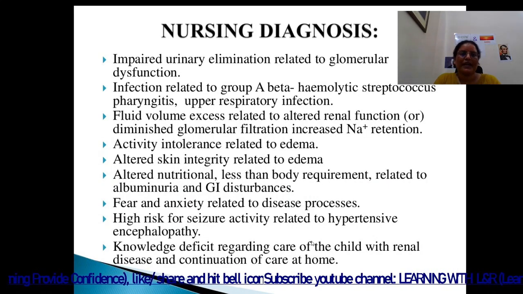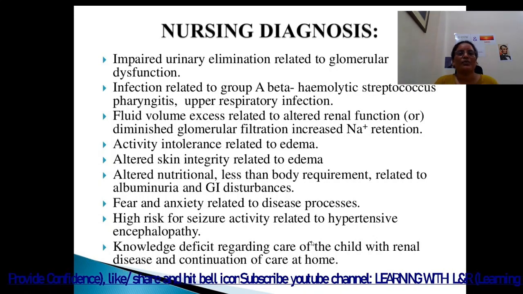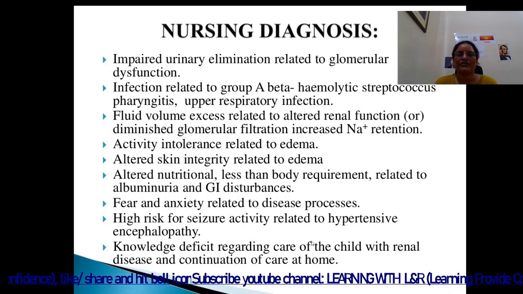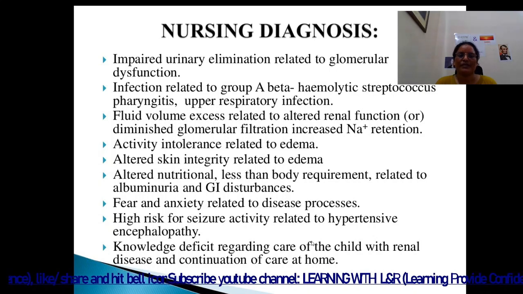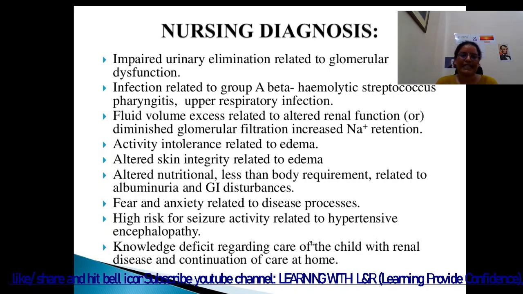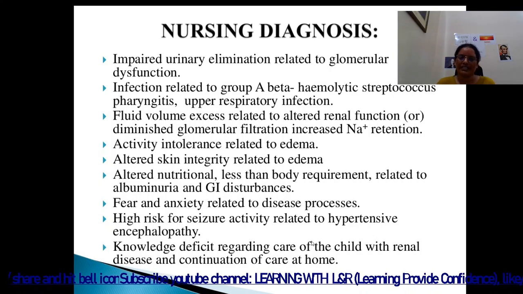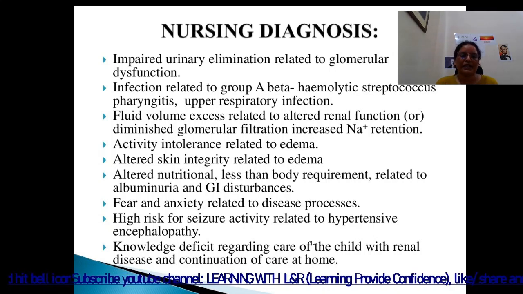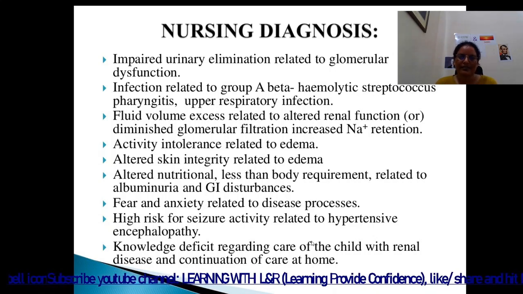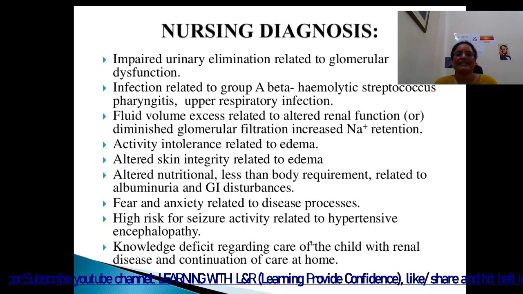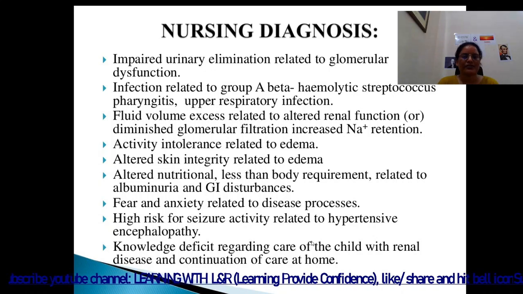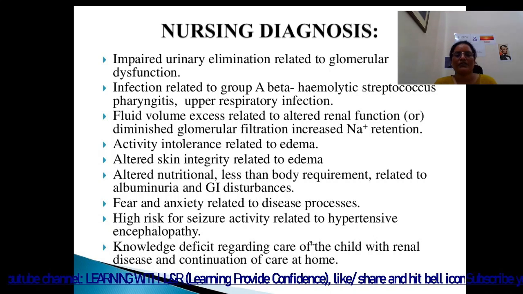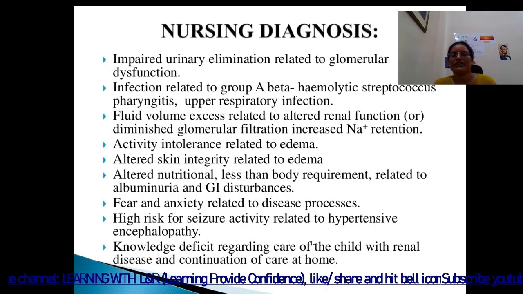Nursing diagnosis. Impaired urinary elimination related to glomerular dysfunction, infection related to group A beta hemolytic streptococcus, pharyngitis, upper respiratory infection, fluid volume excess related to altered renal function, activity intolerance related to edema, altered skin integrity related to edema, altered nutrition less than body requirement related to albuminuria and GI disturbances, fear and anxiety related to disease processes, high risk for seizure activity related to hypertensive encephalopathy, knowledge deficit regarding care of the child with renal disease and continuation of care at home.